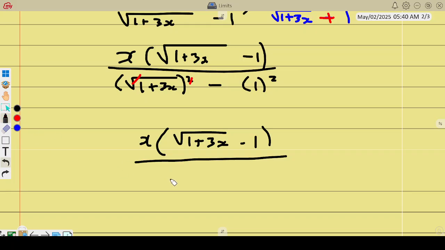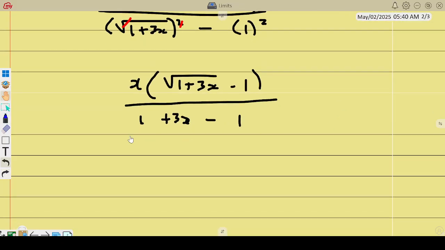So we're going to remain with 1 plus 3x minus 1 times 1, 1. Yeah, and then this 1 minus 1, it is 0. So it is more like the two are cancelling each other. And then from there we're going to remain with x times the square root of 1 plus 3x plus 1.